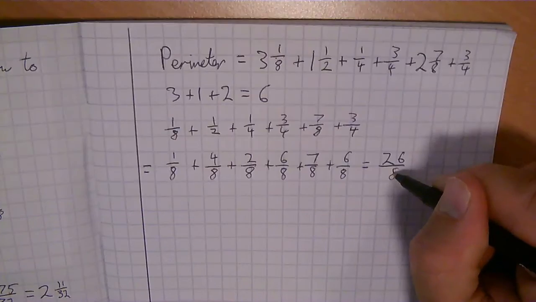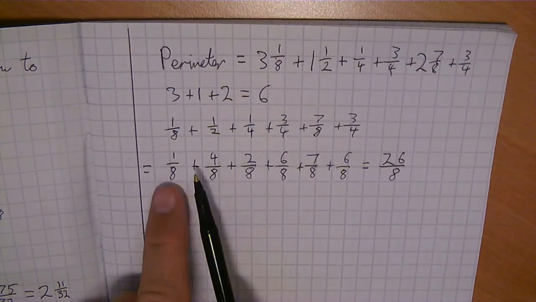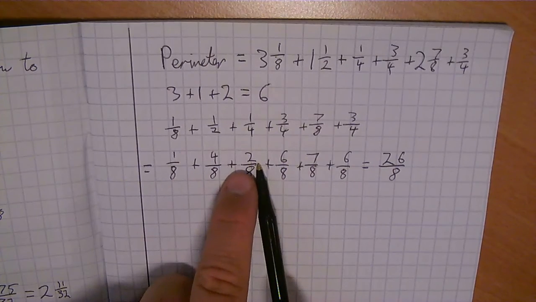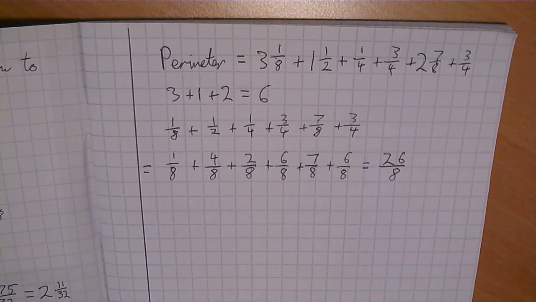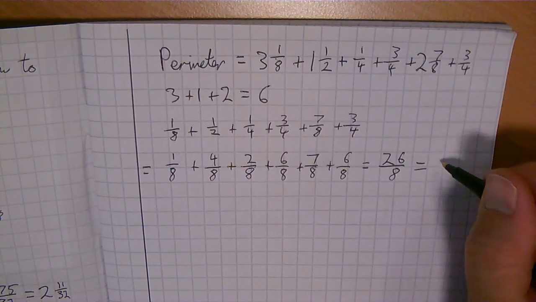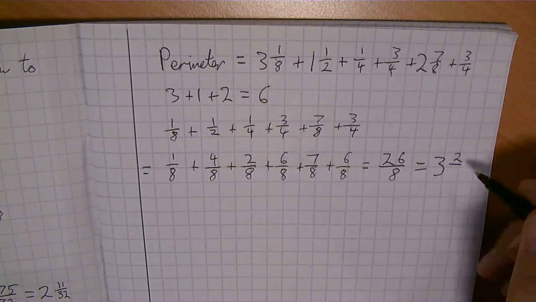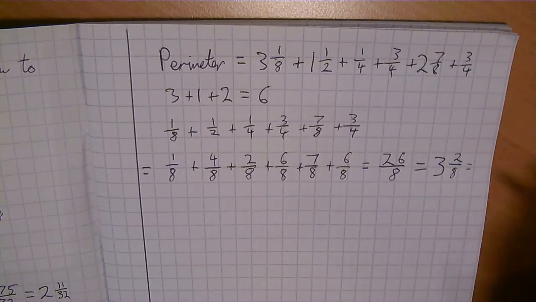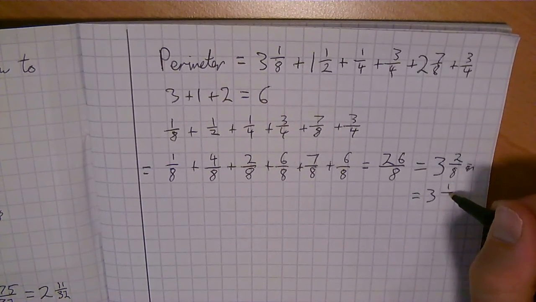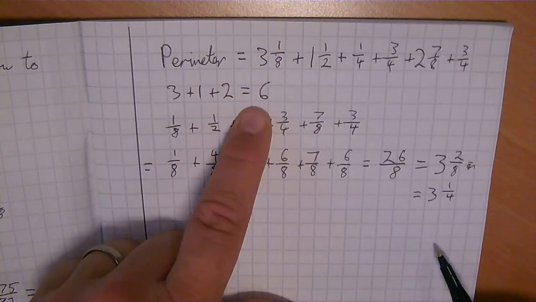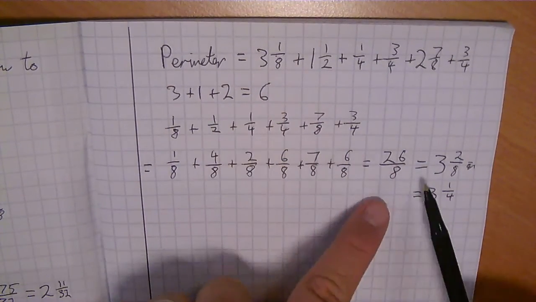Just going to recount that just to make sure I haven't made a silly error. Let's recount it. 1, 5, 6, 7, 13, 20, 26. I'm happy. So 26 8s, which is the same as 3 wholes and 2 8s, which is the same as 3 wholes and 1/4. So I can add those two together, right? And my perimeter will be the 6 plus the 3 1/4.